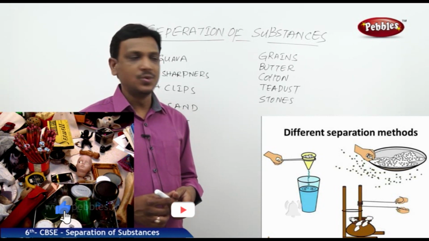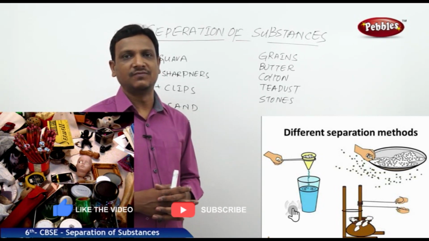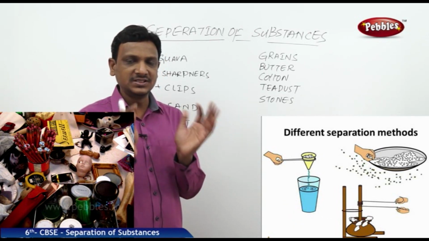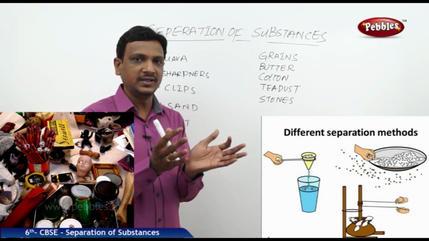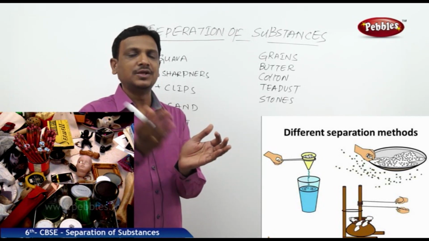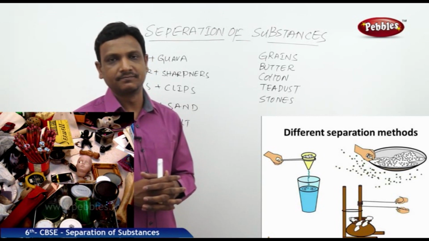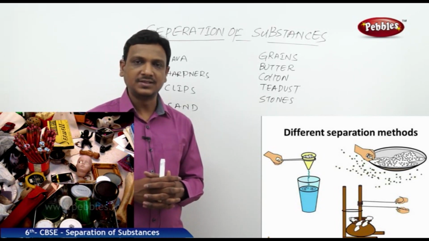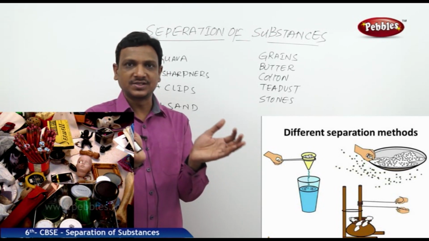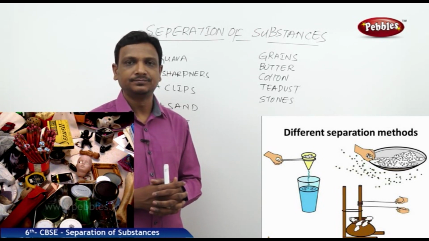See, we get so many things in nature for our use, but sometimes we get something which is mixed with useful thing, useless thing. You want to take away the useless thing from the useful thing, right? Okay. So, you have bought some rice for cooking.